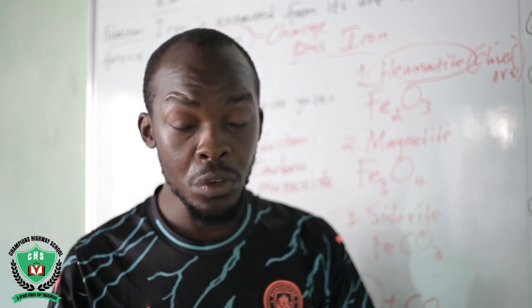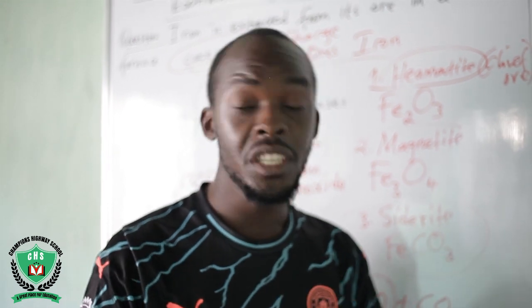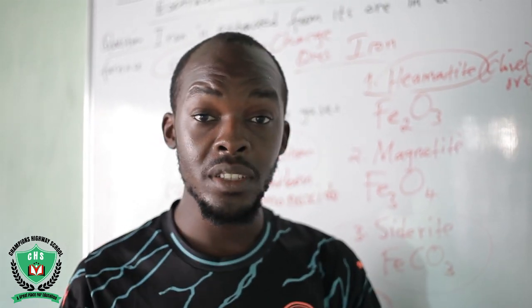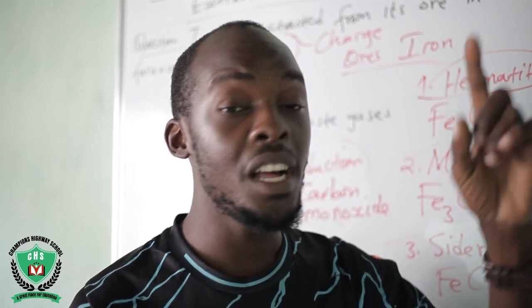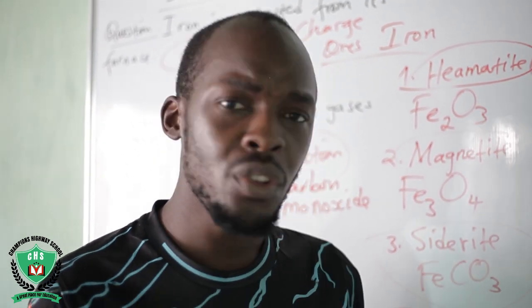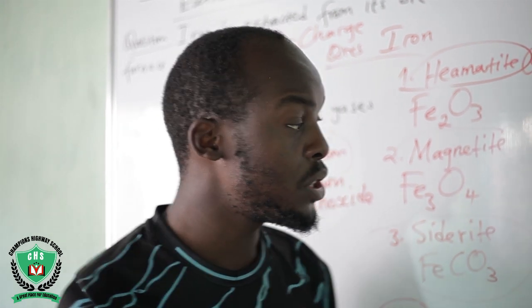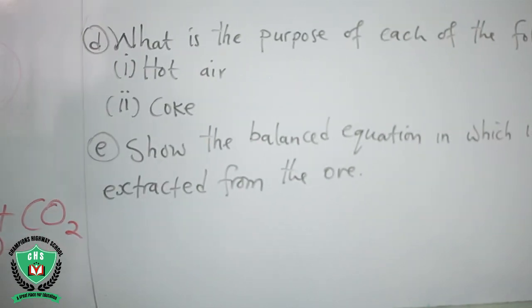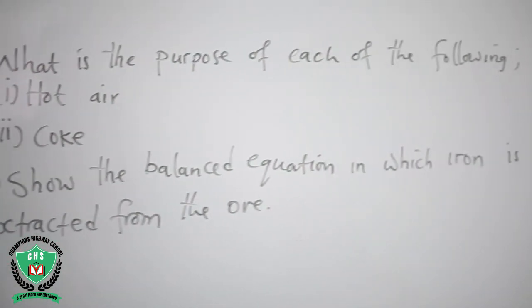First, coke reacts with the oxygen in hot air and produces carbon dioxide. Carbon dioxide rises and reacts with more coke to produce carbon monoxide. That's the simple explanation you can give on this one. Then we have the next question, which is, what is the purpose of each of the following?